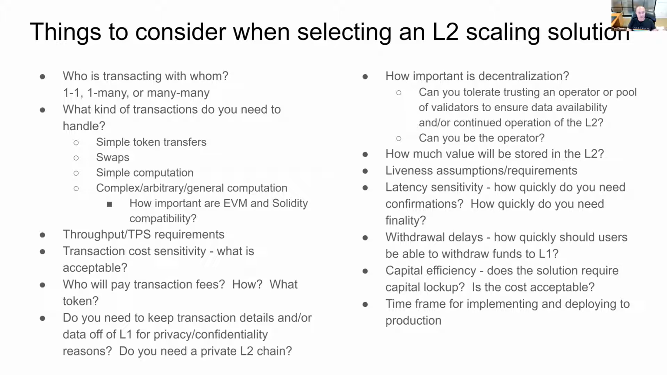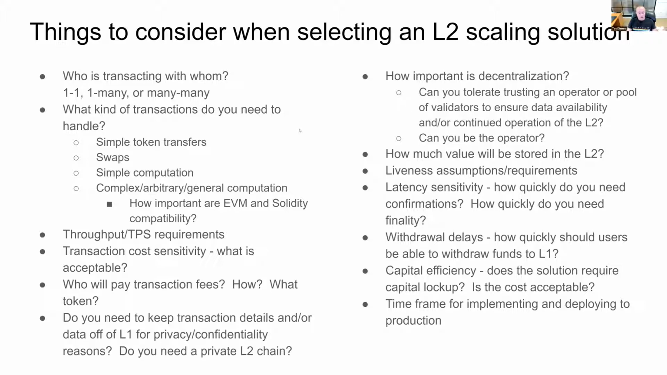Well, some of the things are who's transacting with whom. So are you doing one-to-one transactions, one-to-many, many-to-many? What kind of transactions? Are you doing simple token transfers from one person to another? Are you doing token swaps like an exchange? Are you doing simple computation? Or do you need complex arbitrary computation with EVM compatibility and Solidity compatibility?